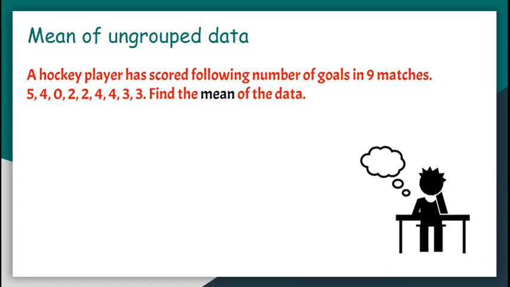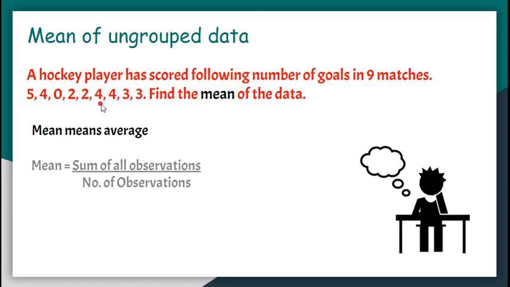The question says, a hockey player has scored the following number of goals in 9 matches. So a hockey player has played 9 matches and he has scored these many goals in the 9 matches. First match 9 and then 5, 4, 0, 2 and so on. We have to find the mean of the data. You can go ahead with the calculation if you are sure. Mean means average. How do we find that? The formula for mean is sum of all observations divided by number of observations.